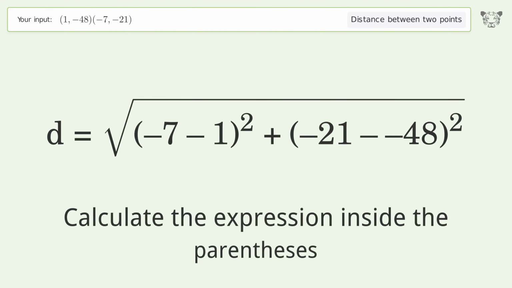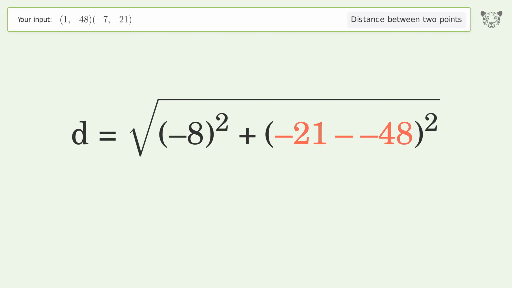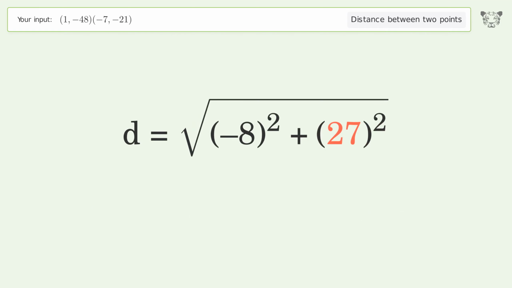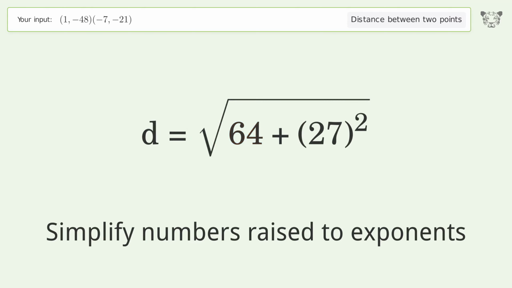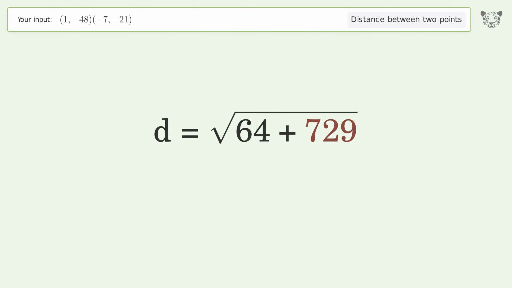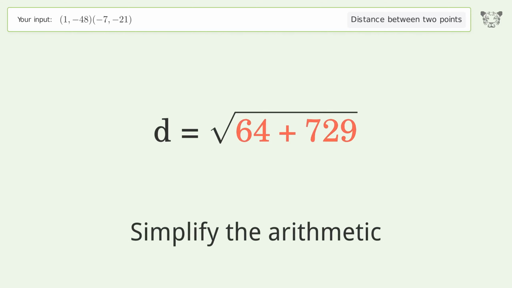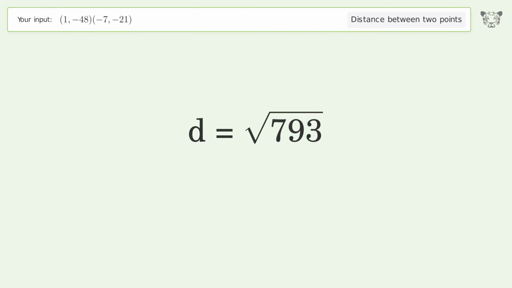Calculate the expression inside the parentheses. Simplify numbers raised to exponents. Simplify the arithmetic. And so the distance between the 2 points is the square root of 793, or 28.16.